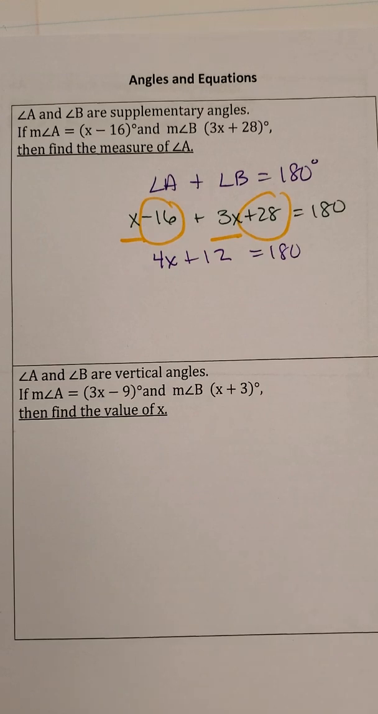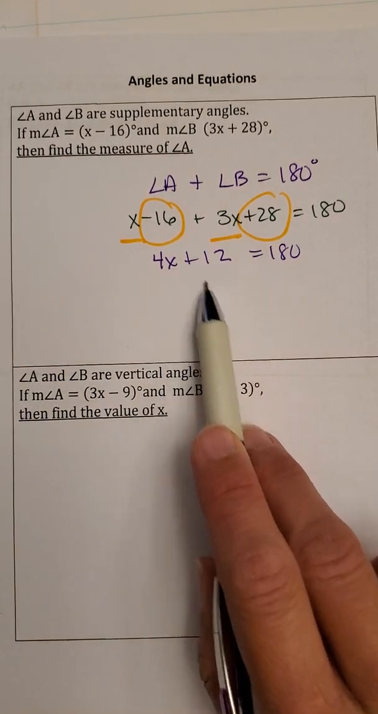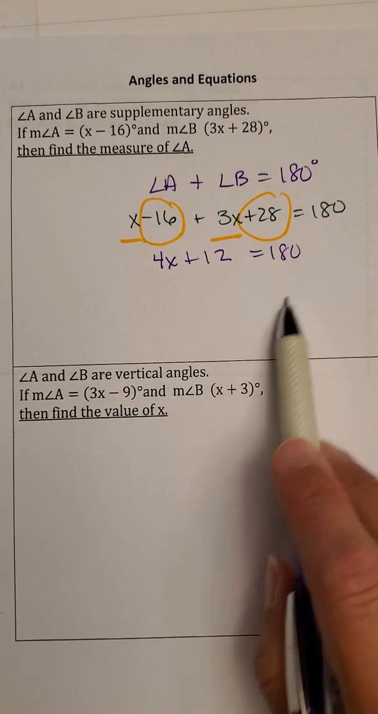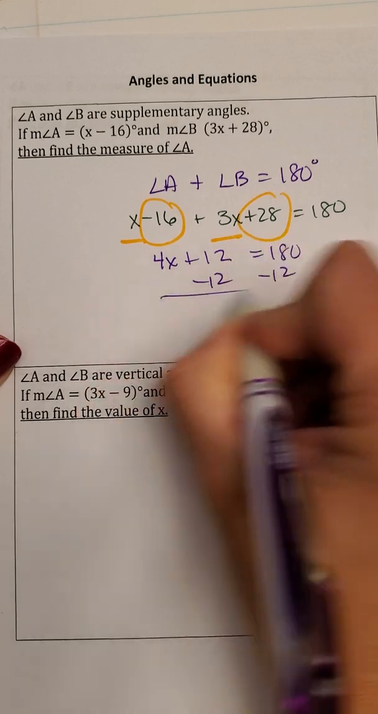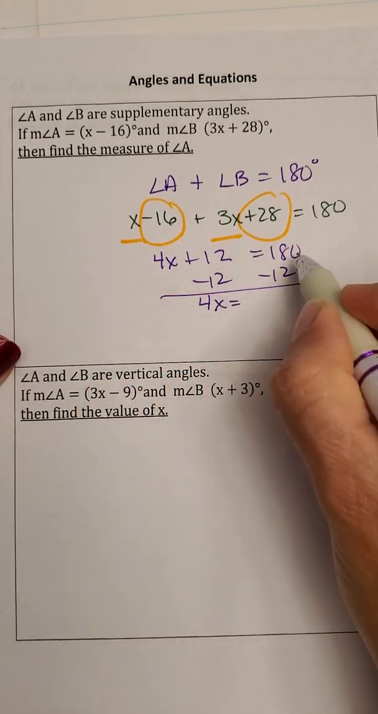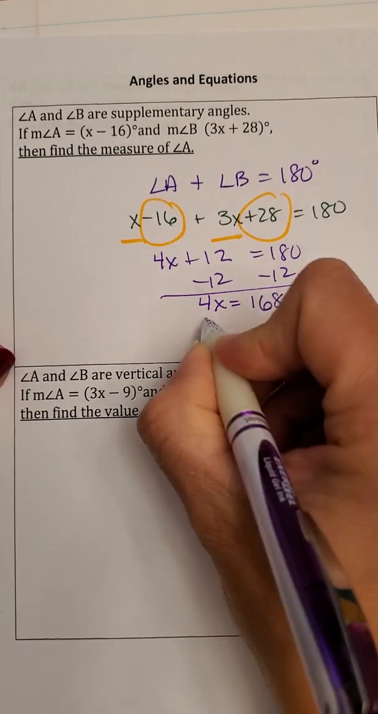At this point, the next step was to move the constants, the number part, not the x part, all to one side, and then move the x's all to one side. Since we only have one group of x's here, we don't have x's on both sides, we know that we're going to leave that there. It would be better to move our 12 over here instead of our 180 over there. So we're going to subtract 12 from both sides. So we get 4x equals, 180 minus 10 is 170, minus 2 is 168.